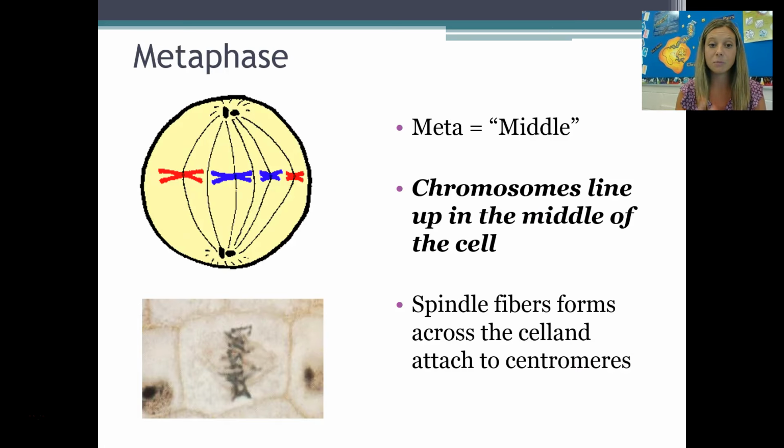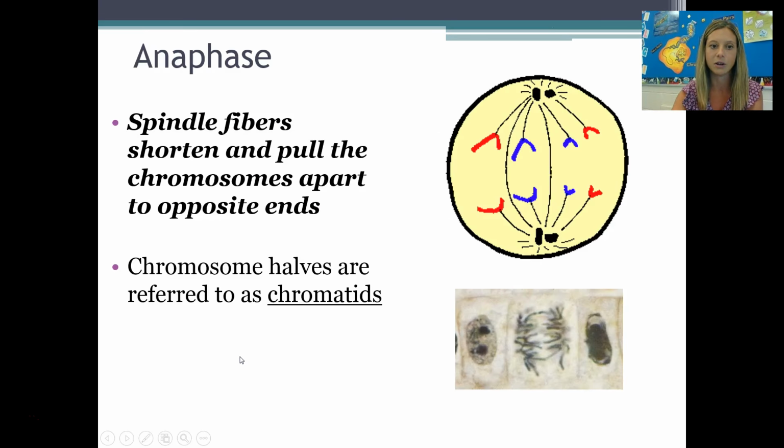Now, metaphase happens pretty quickly. All of a sudden, those chromosomes are going to attach to the spindle fibers, and they're going to line up along the middle of the cell. So remember, metaphase, think M, meta, middle. Chromosomes are going to line up along the equator of the cell. Those spindle fibers are going to attach to the centromeres. Okay, so that's metaphase. Pause on that picture. Here's what it looks like in real life. You saw this in the microscope.